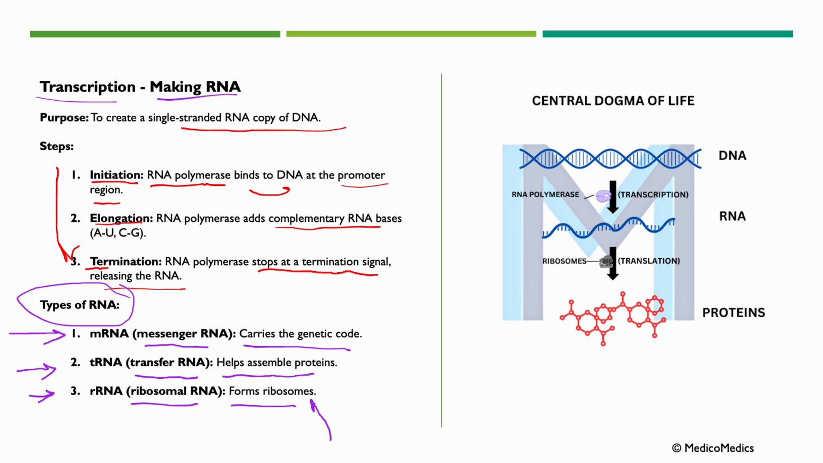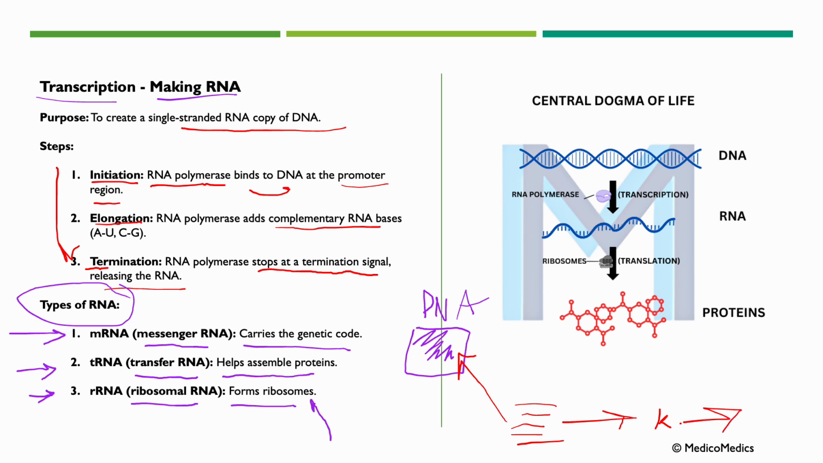So transcription is like copying a recipe from a cookbook. The cookbook with all the recipes is DNA. And transcription is like copying this onto a piece of paper and taking this piece of paper into the kitchen. This is transcription. The next step then is translation, where RNA instructions now are used to start cooking proteins.